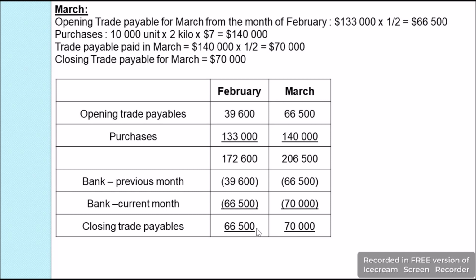So when we subtract this, we will be left with the closing trade payable for the month of February as $66,500, and this will be the opening trade payable for the month of March, which will be $66,500. And to this we add the purchases which we have calculated as $140,000. We'll get the total as $206,500. From this we will subtract the trade payables for the previous month, that is for Feb, which we have paid, $66,500, and for the month of March, which we have paid $70,000, which will be the half of the trade payable. Then we will get the closing trade payable for the month of March as $70,000.